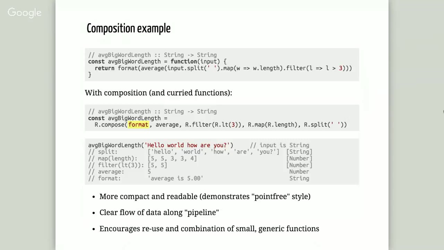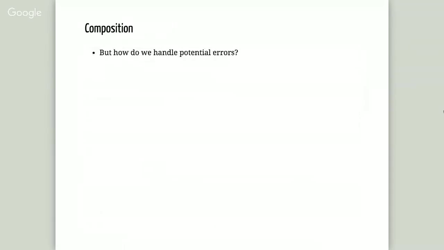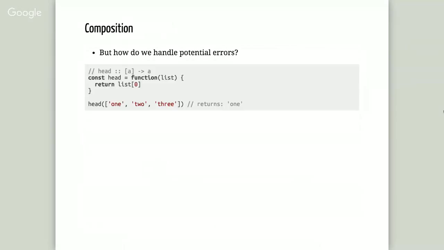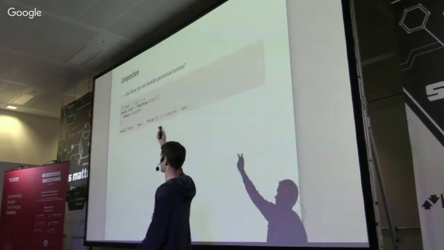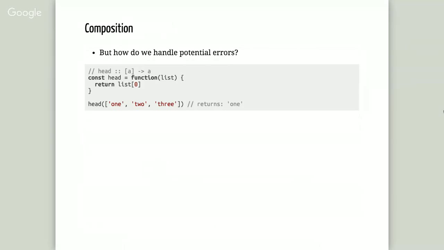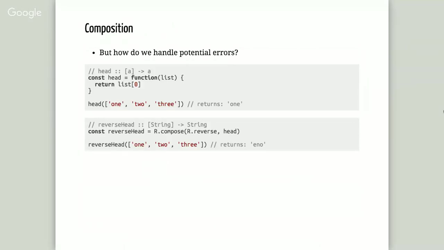And again, composition, I think it encourages reuse and combination of these small, generic functions together. But it's not perfect. So I saw that and I thought this is pretty cool. But there's a catch. So for example, how do we handle potential errors in our code? If we define a function called head, which is going to take an array of somethings and return the first something of that, and we call that on the list 1, 2, 3, then we're going to get back the string 1 as we'd expect. So I could create a composed function which is going to take the head of a list and then reverse that. And if we give it an array like that, we're going to get back ENO. And so far so good.